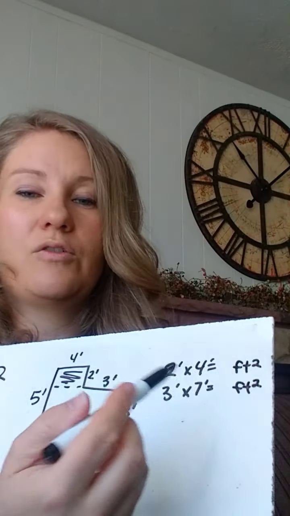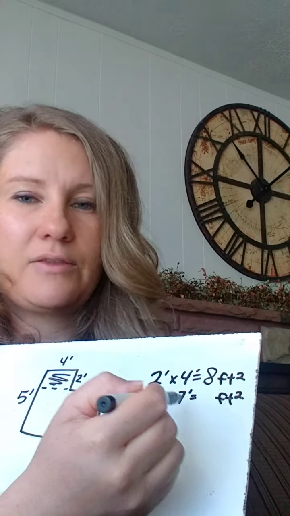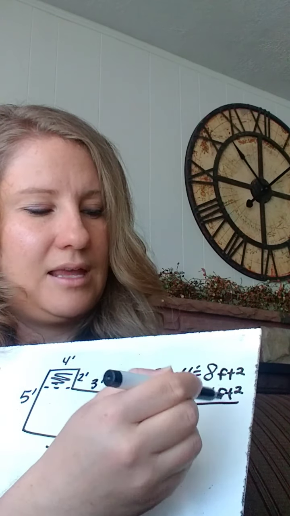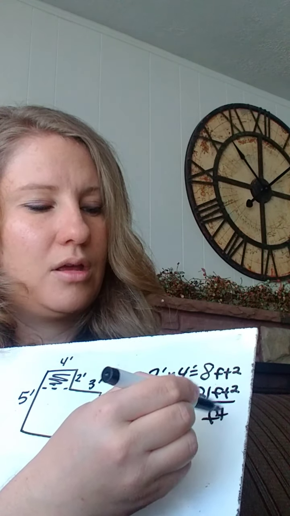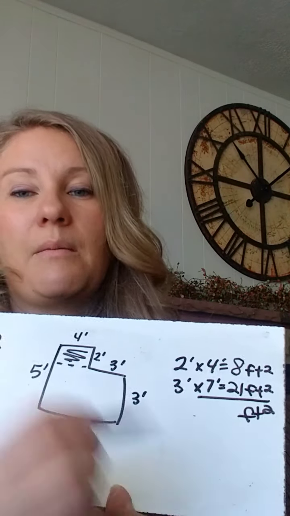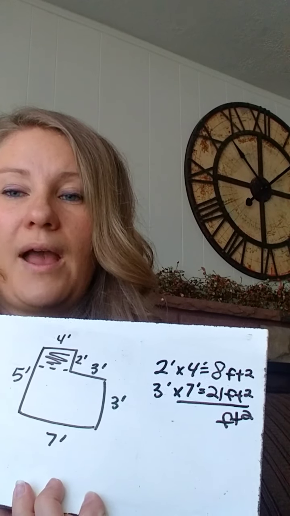And then we'll take those two numbers. So 2 times 4 is 8 feet squared. And 3 times 7 is 21 feet squared, and we'll add them up to get our total. How many feet squared? 21 feet plus 8 feet. Okay, pause the video and finish this equation and fill in the bubble that you think is correct.